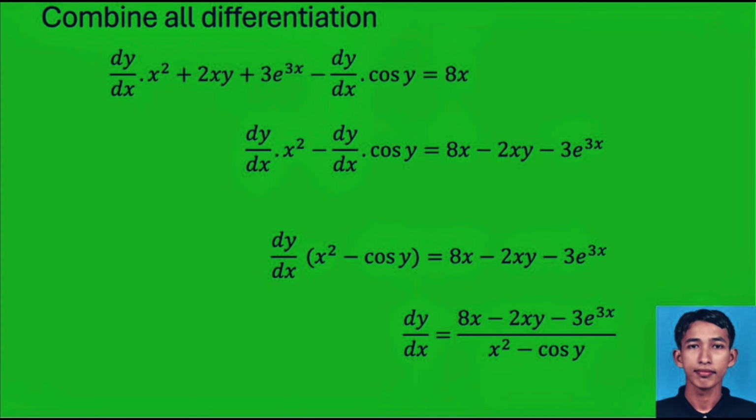Next, we should factor out dy over dx, and we will write dy over dx times the bracket x squared minus cos y equals 8x minus 2xy minus 3e to the power of 3x, and we should make dy over dx the subject. The answer is dy over dx equals 8x minus 2xy minus 3e to the power of 3x, over x squared minus cos y.